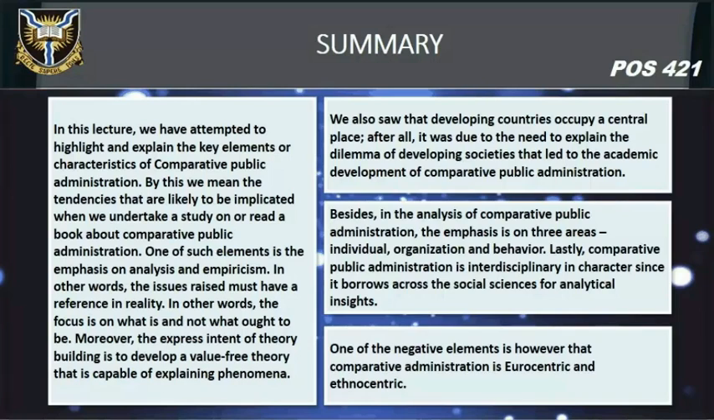Summary. In this lecture, we have attempted to highlight and explain the key elements or characteristics of comparative public administration. By this, we mean the tendencies that are likely to be implicated when we undertake a study or read a book about comparative public administration. One of such elements is the emphasis on analysis and empiricism. In other words, the issue raised must have reference in reality. In other words, the focus is on what is and not what ought to be. Moreover, the express intent of theory building is to develop a value-free theory that is capable of explaining phenomena.